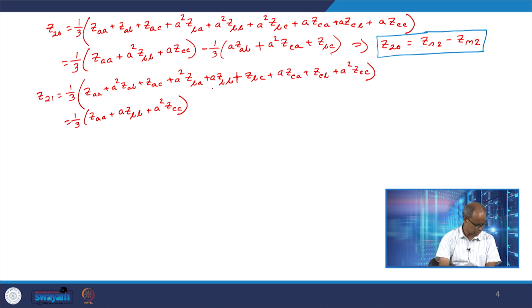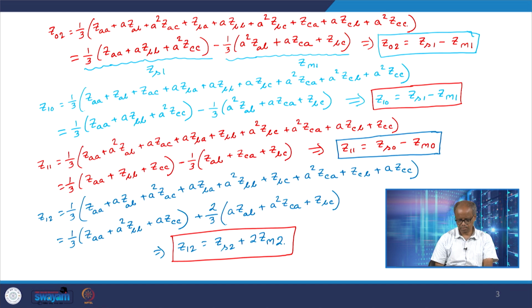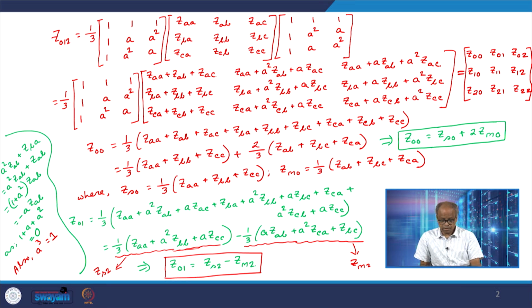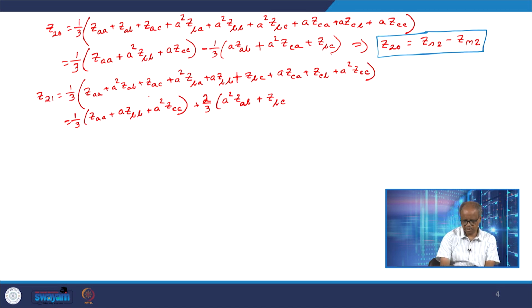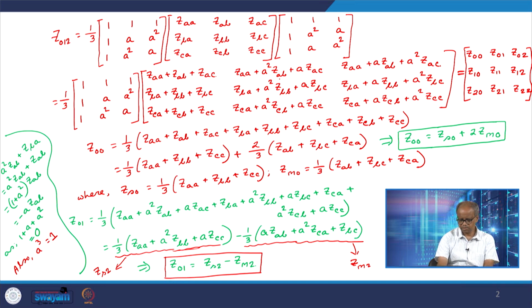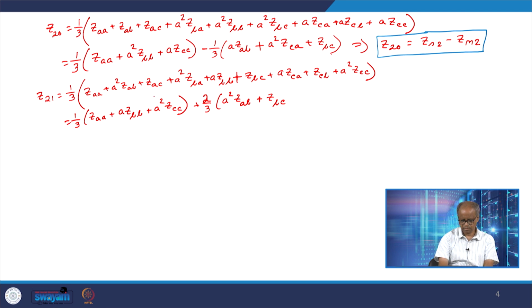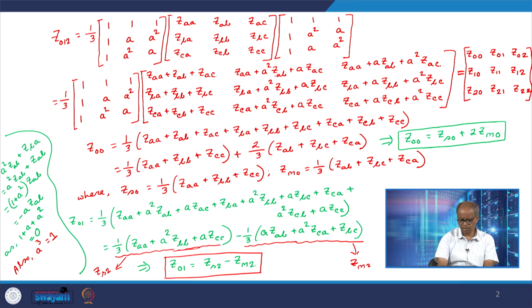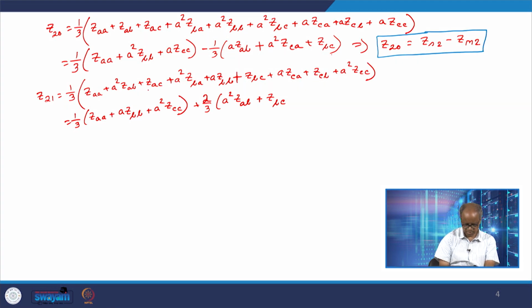then plus 1 by 3 of A square ZAB, so 2 by 3 A square ZAB plus ZBC and ZAC. This is AZAC. This is A square ZAB, ZAA plus A square ZAB plus AZAC. That's why it is creating confusion.